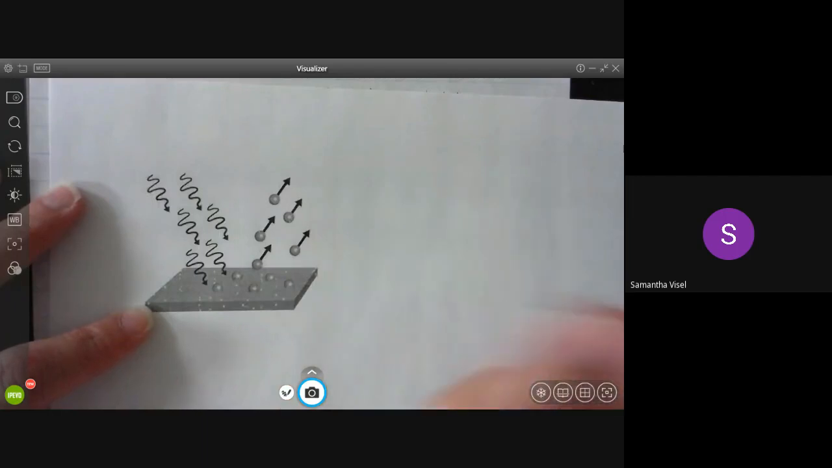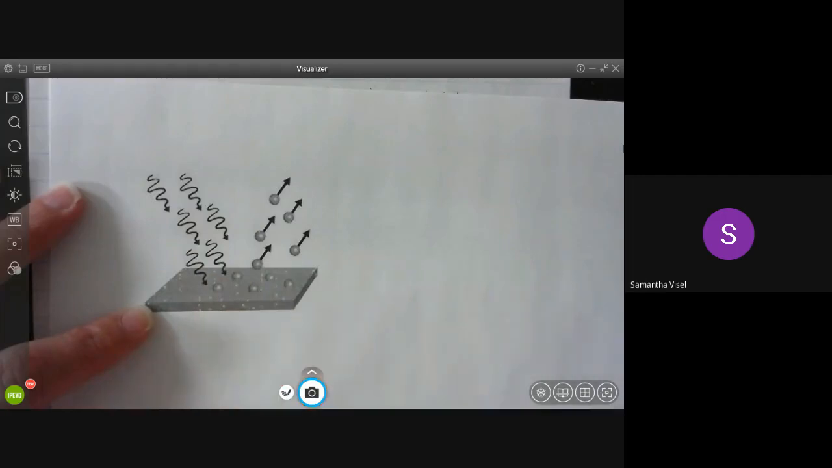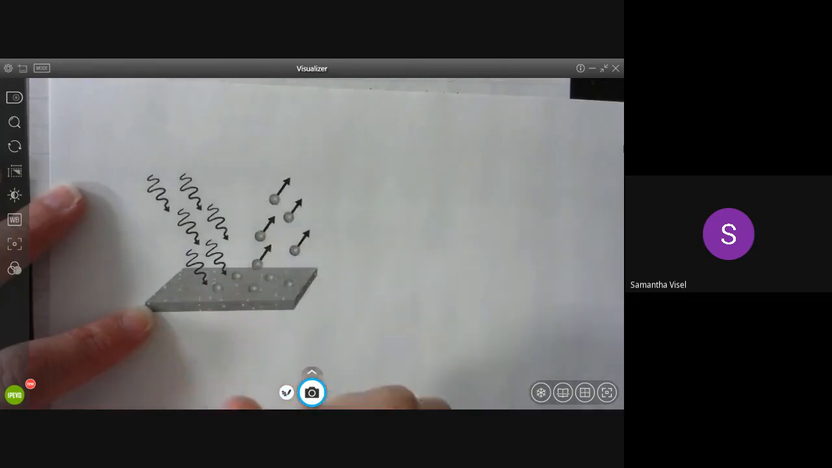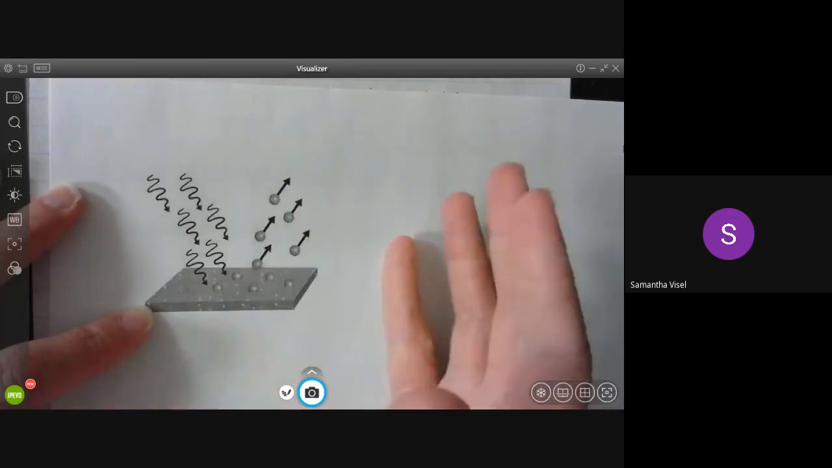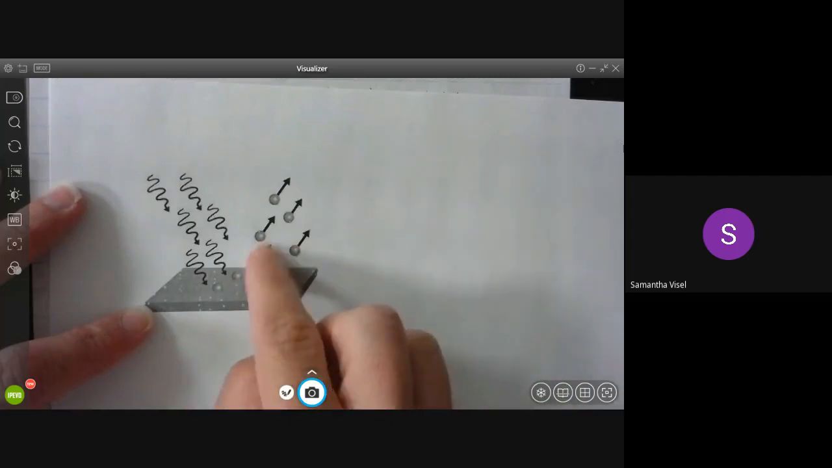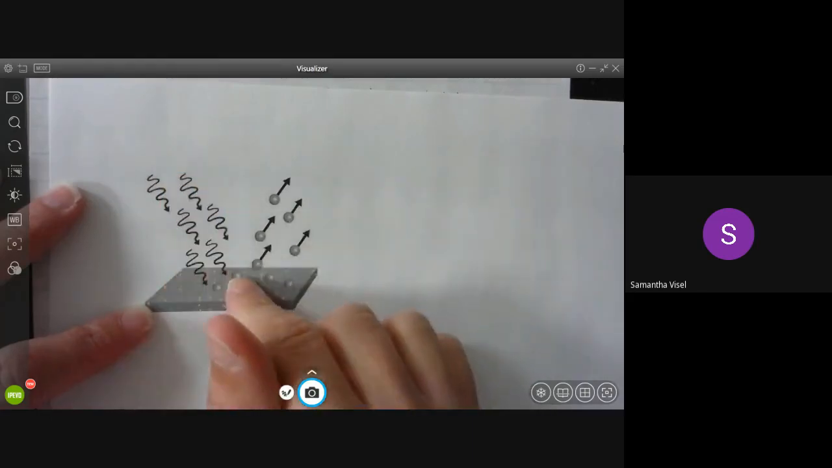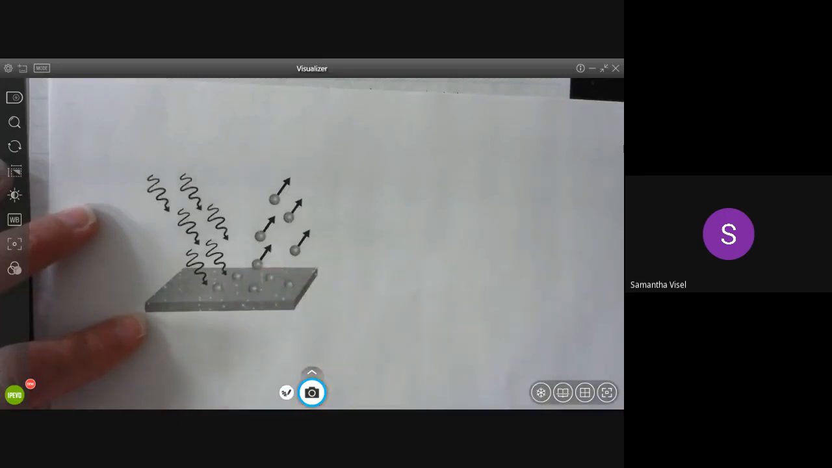Instead, what we observe is that as the waves hit the metal, the wave is absorbed by the metal, and then the matter that makes up the metal actually emits electrons. So instead of emitting a wave, or instead of having the wave bouncing off, it just specifically releases, lets go of those electrons, those negative particles. So it comes in as a wave, but then leaves as a particle.